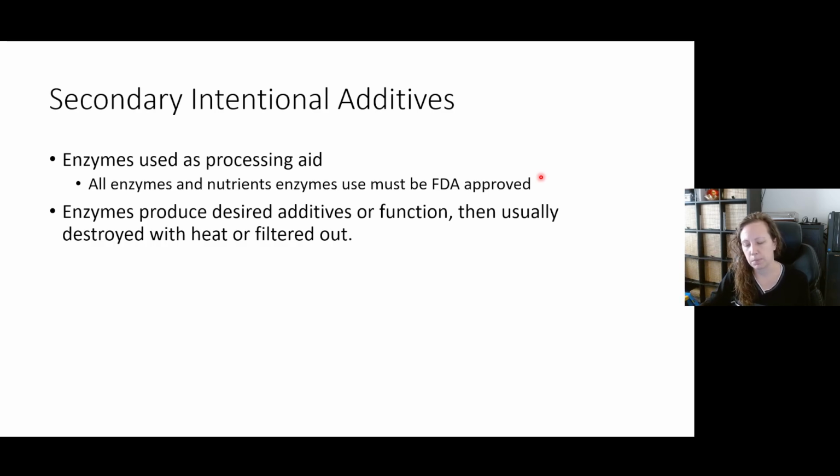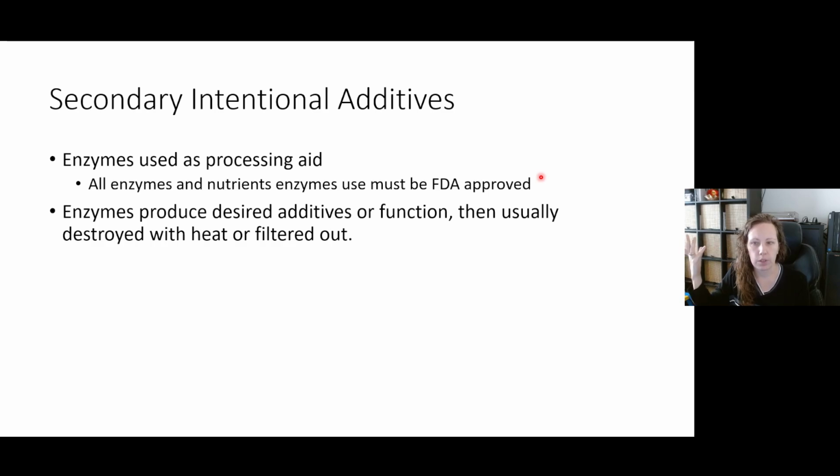And in fact, sometimes it's not even a filtered out process. The enzyme is on a stable bed, and it does not come off of it, and the product is run over the enzyme, and then the product moves on. That's one way that enzymes can be used as these secondary additives.